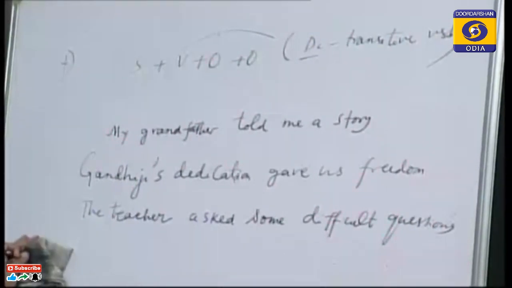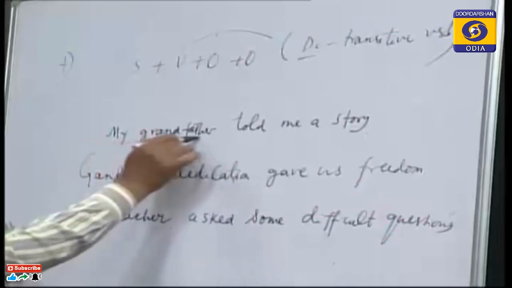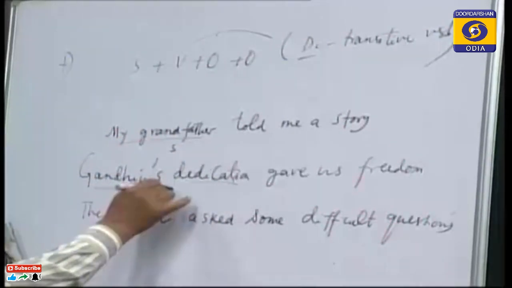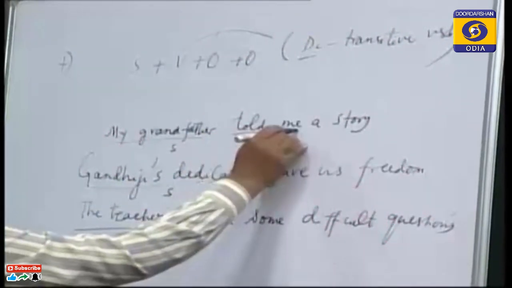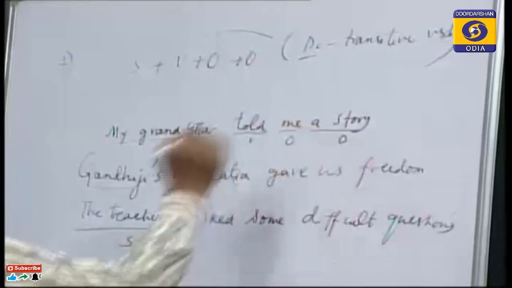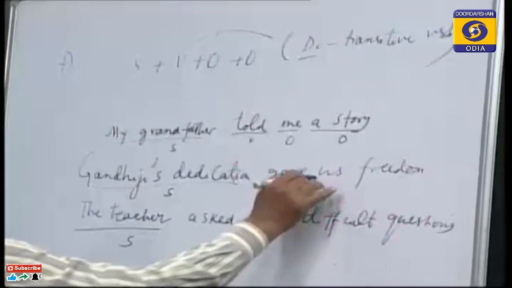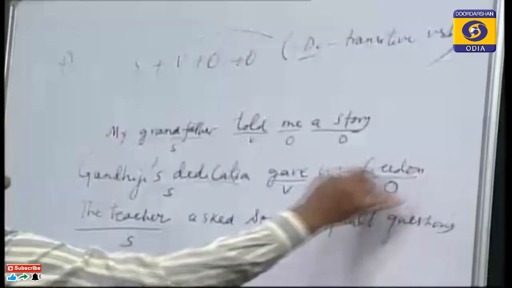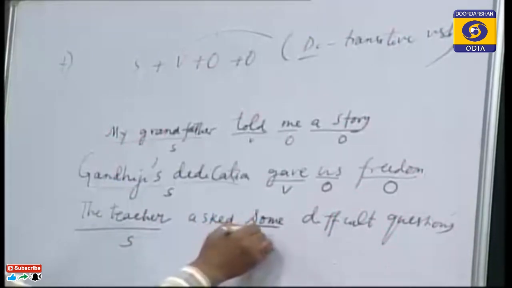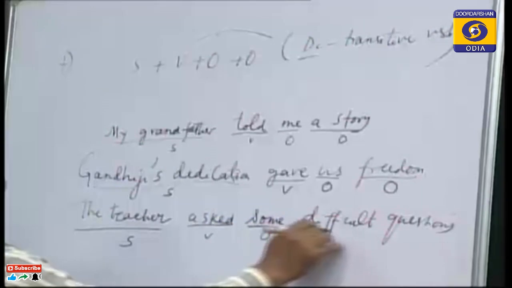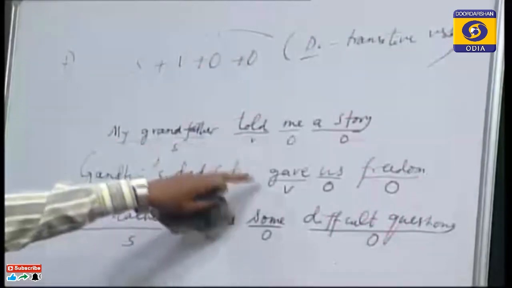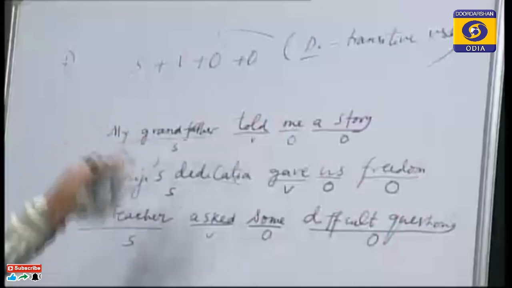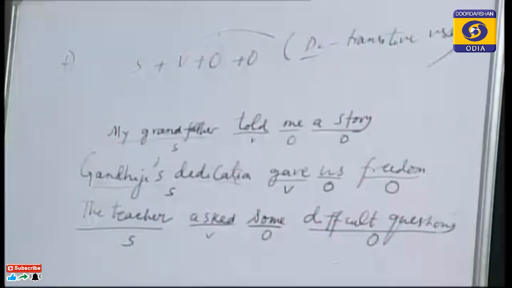You see, in this structure, my grandfather is of course the subject. Gandhiji's dedication is the subject. The teacher, of course, is the subject. If you see the predicate parts, here this is the verb and me is the object. A story is another object. Gave is the verb, us is one object, freedom is another object. The teacher asked some difficult questions. Here is one object, here is a different object. So this type of verb, suppose tell, give, ask, they take two objects. That's why they are called ditransitive.